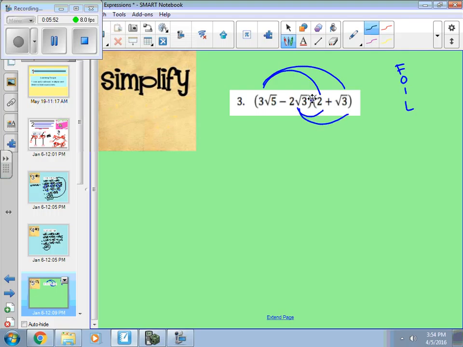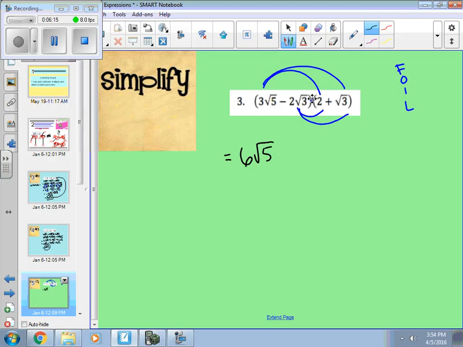Now, when you're multiplying, you want to only multiply numbers outside the square root with other numbers outside the square root, numbers inside the square root with other numbers inside the square root. So let's start doing this. When we multiply those first ones, 3 times 2 is going to give us 6 square roots of 5.